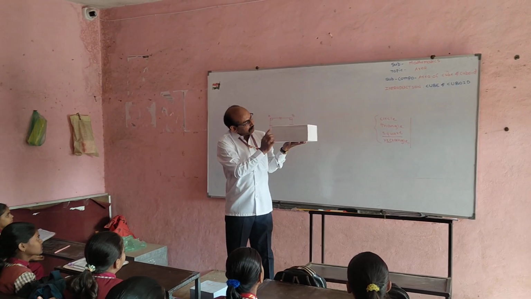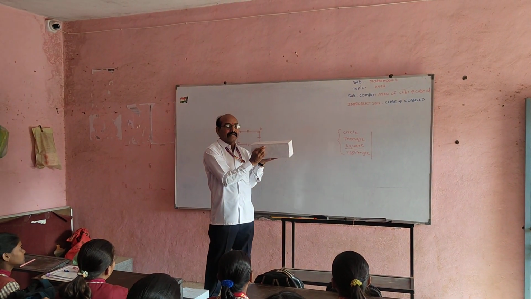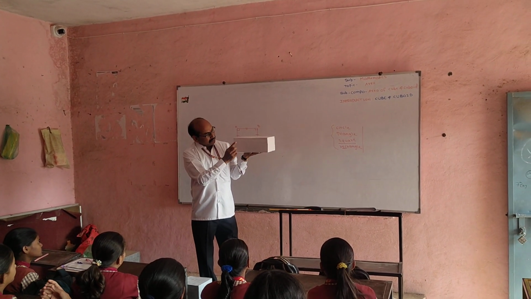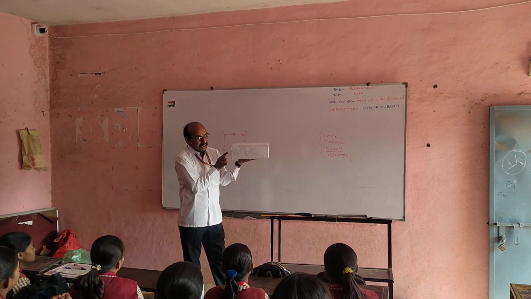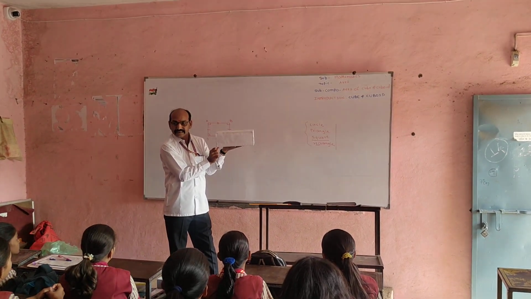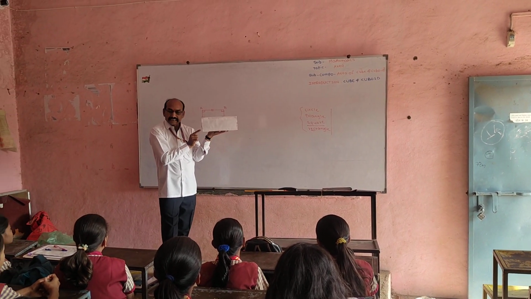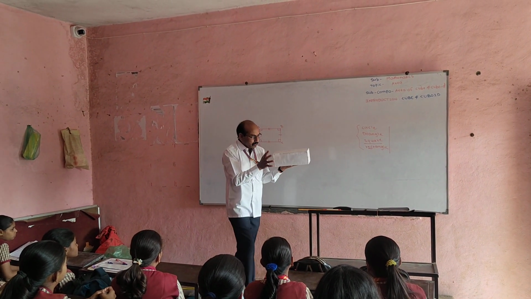Now here the longest side is called the length and the remaining two sides. This one is the longest side, so this one is the length. The remaining two sides are this one and another one. Out of these two sides, one is considered as breadth and another one is height. Now see here.